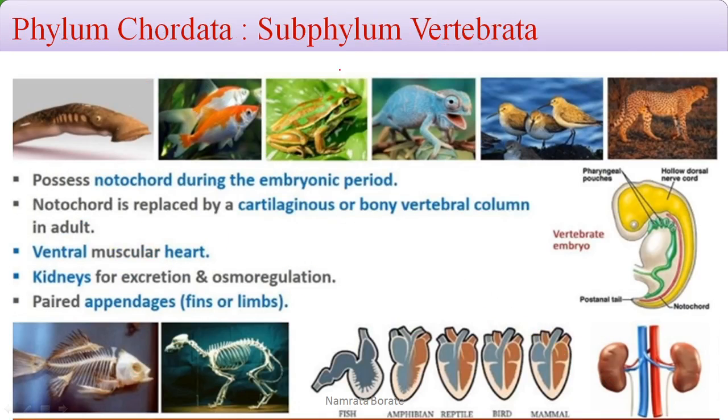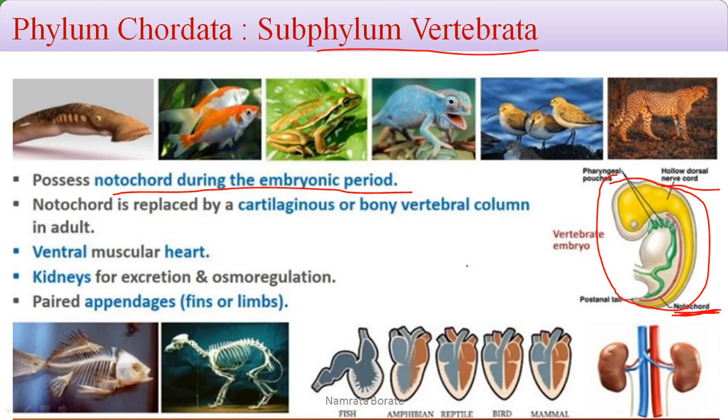The third subphylum, the largest subphylum, is Vertebrata. In vertebrates, the notochord is present during the embryonic period. So you can see here the embryo containing the notochord. The notochord is replaced by the cartilaginous and bony vertebral column in the adult.